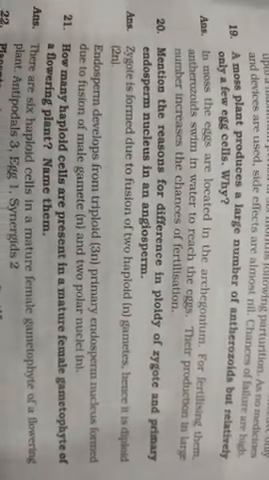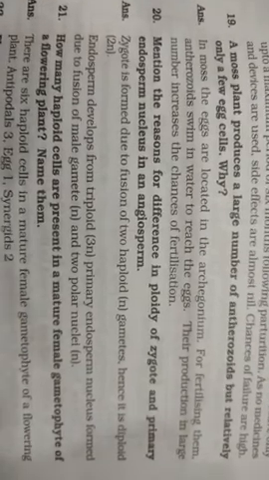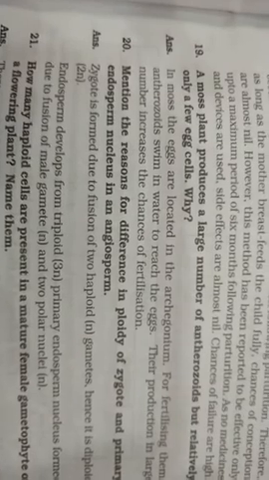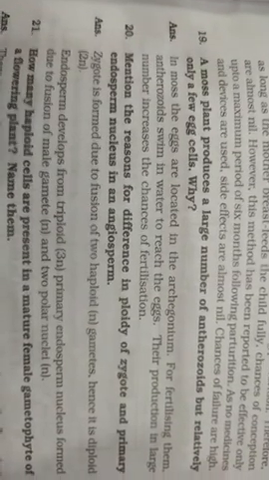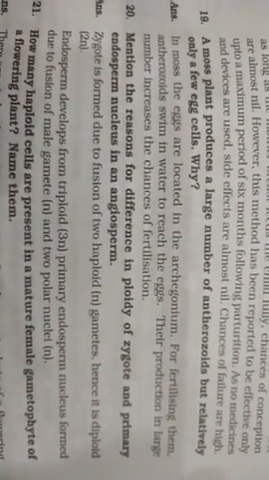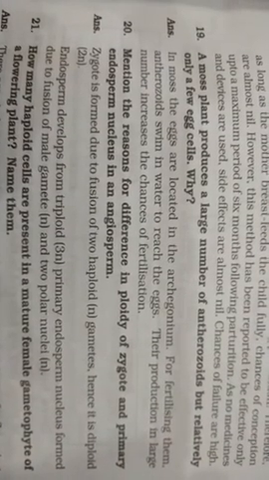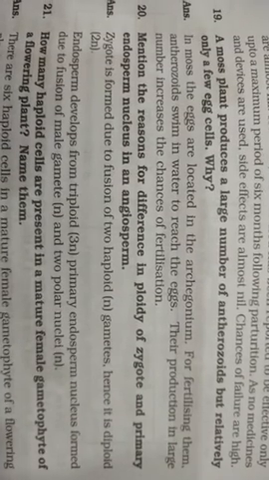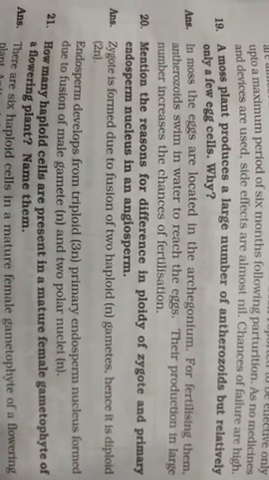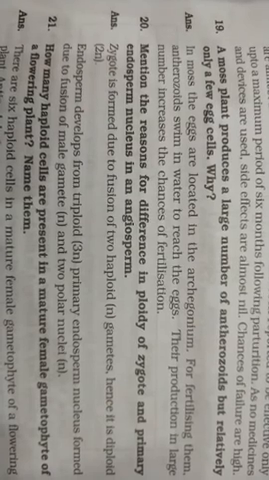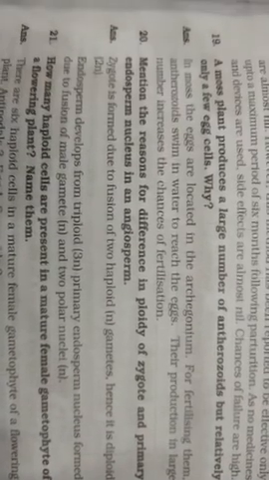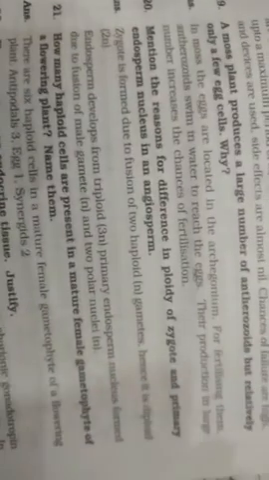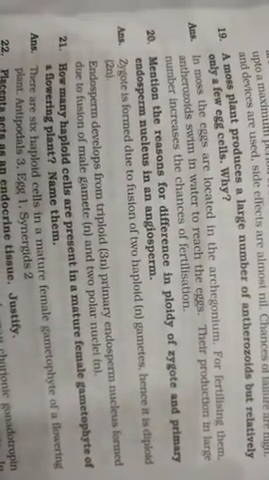Mention the reasons for difference in ploidy of zygote and primary endosperm nucleus in an angiosperm. Zygote is formed due to fusion of two haploid gametes, hence it is diploid, that is 2n, n and n coming together makes 2n. Endosperm develops from a triploid nucleus, formed due to fusion of a male gamete n and two polar nuclei. So, two polar nuclei 2n plus one male gamete n makes 3n.